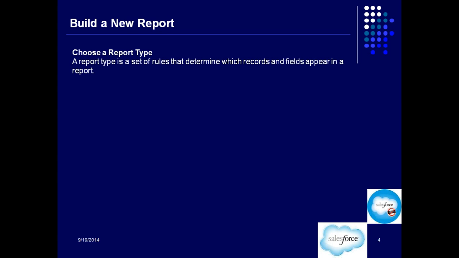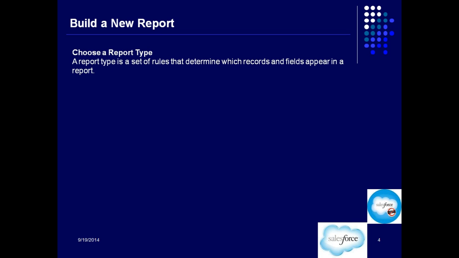So here are a few things which are required to create a report. First thing that you will need to create a report is a report type. Fine. The first thing required for creating a report is a report type. What is a report type? A report type is a set of rules that determine which records and fields appear in a report. Okay. So this report type basically defines or determines which records and fields appear in a report. So this is the report type thing.